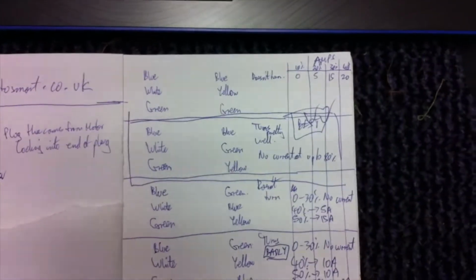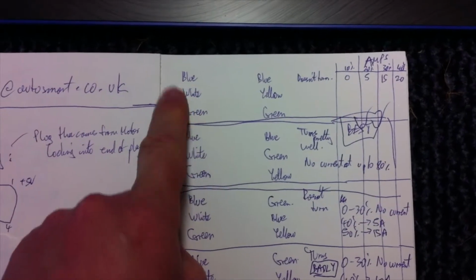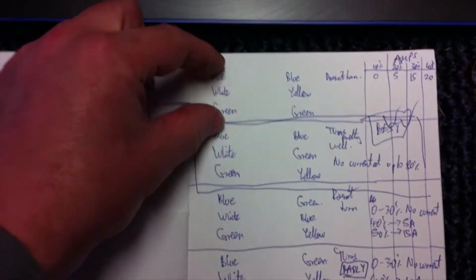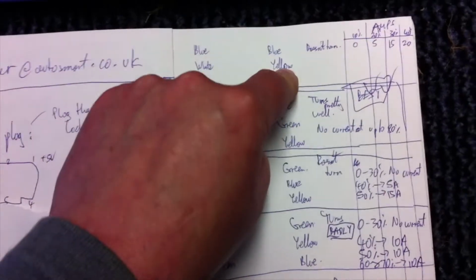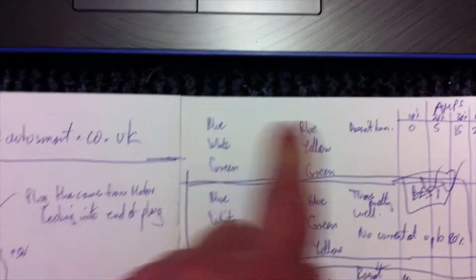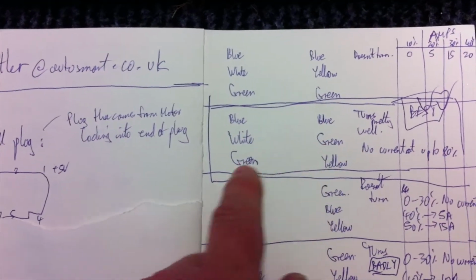I don't know if you can see this. So this is this column. You've got basically six combinations of wires. This is the RoboteQ. This is the motor. So you've got blue to blue, white to yellow, green to green. Then you've got blue to blue, white to green, green to yellow, and so on all the way through.